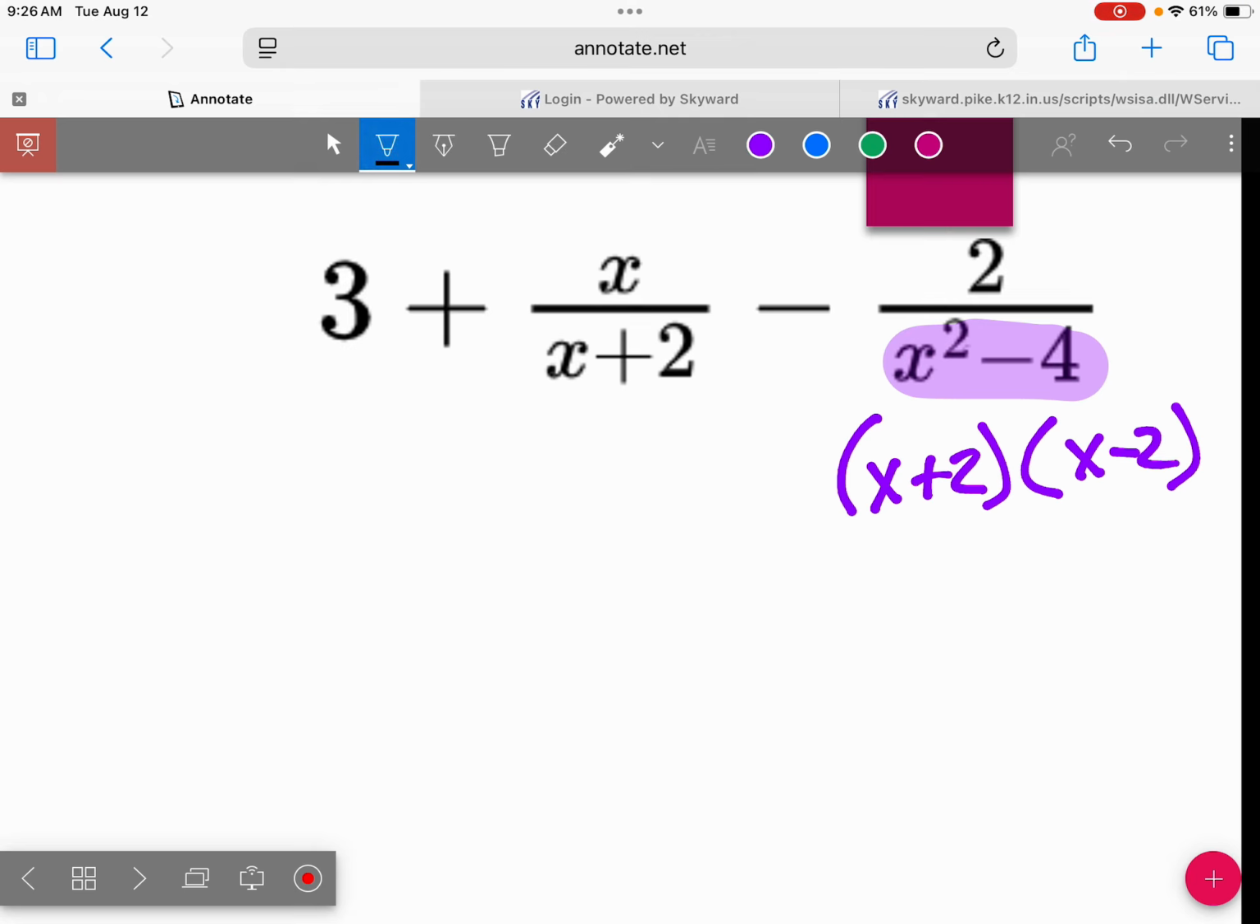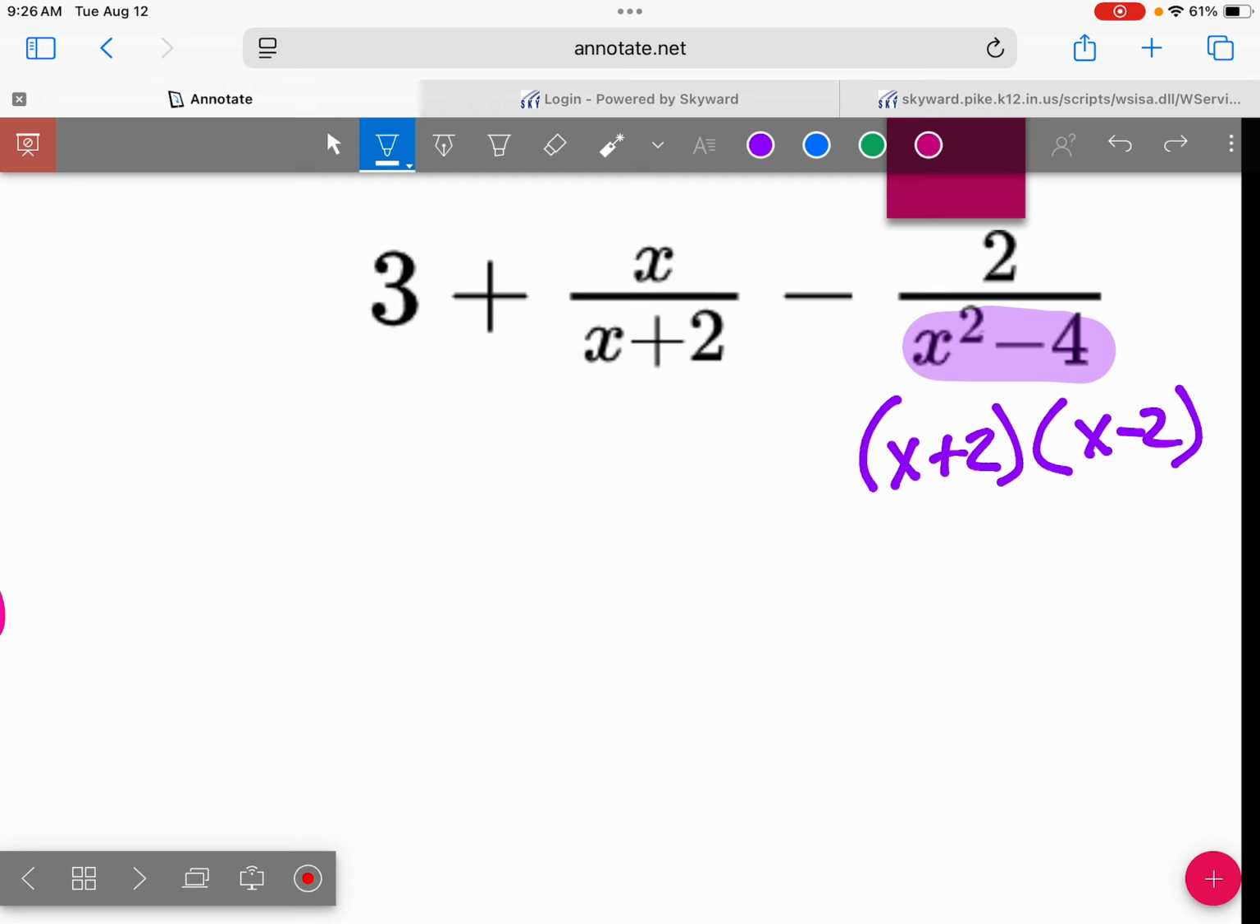So if you want to think about this and not write it and just write it straight up like this, I'm 100% okay with that. Then you don't have to recopy anything. So what is our common denominator going to be? X plus 2, x minus 2. We're going to get everything to be right there.